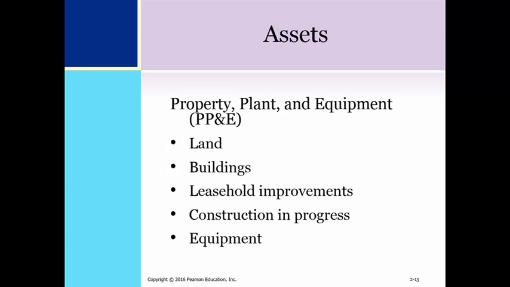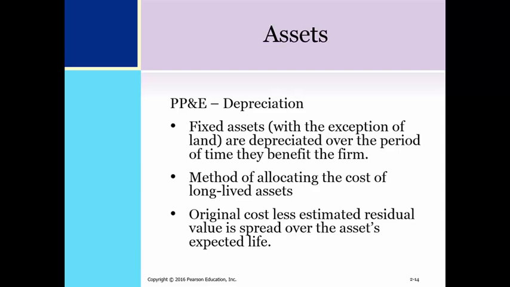Firms must disclose the details of the PP&E account either directly on the balance sheet or in the notes to the financial statements. Examples of items that show up in the PP&E category are land, buildings, leasehold improvements, construction in progress, and equipment. Depreciation will be recorded for plant and equipment, but not for property or land.